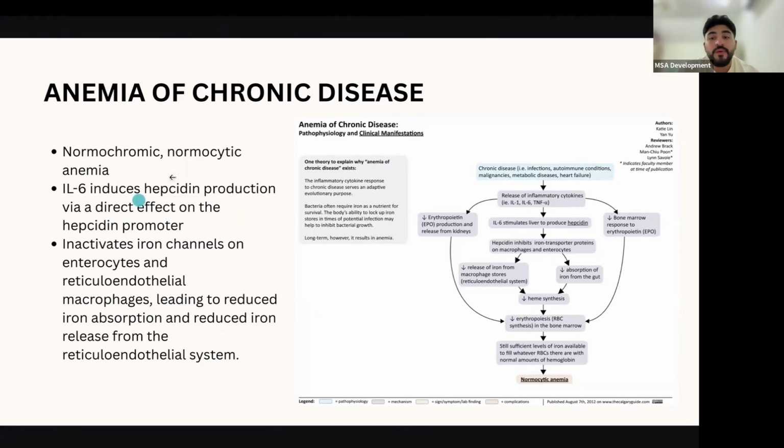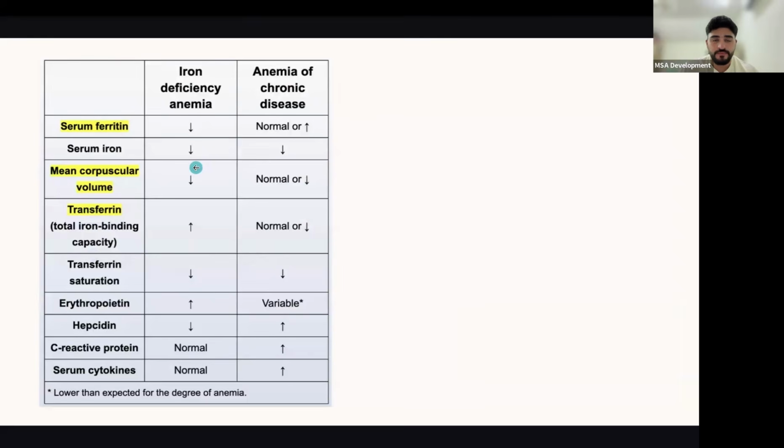Okay. Now, what I really need you to take from this slide is that it's going to be normocytic normochromic anemia. So if they give you an MCQ or an SAQ, remember normochromic normocytic. Interleukin 6 is the imposter here. It's the one behind this big play. It's going to induce hepcidin production, right? And it's also going to cause the cascade to start. It will inactivate your iron channels on your enterocytes and the macrophages, leading to less absorption and less release of the iron, okay?